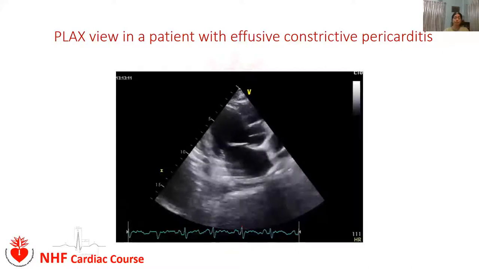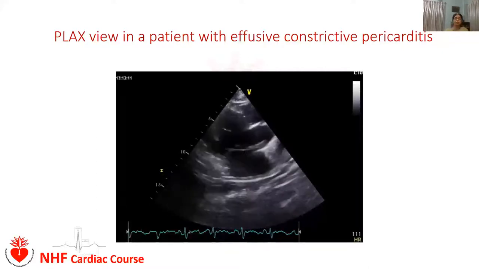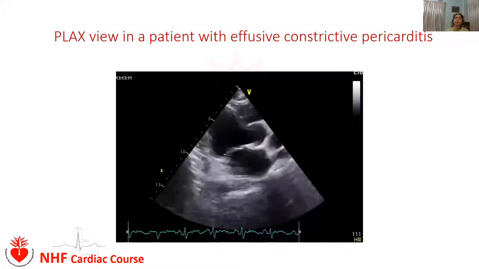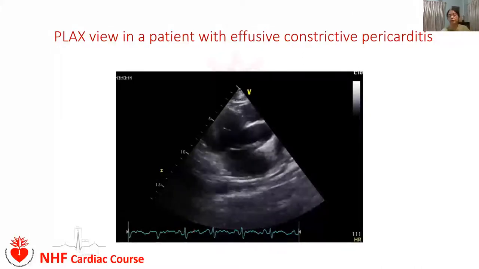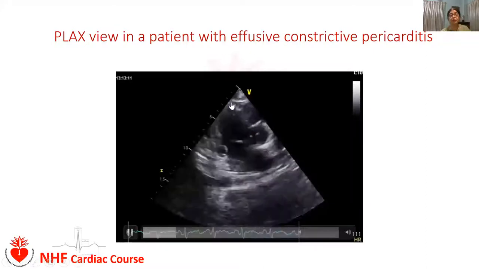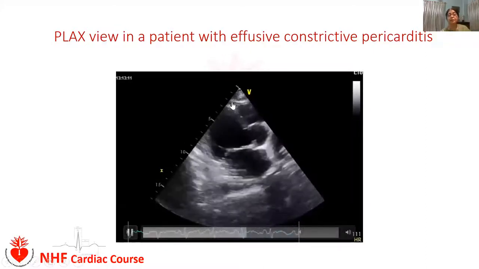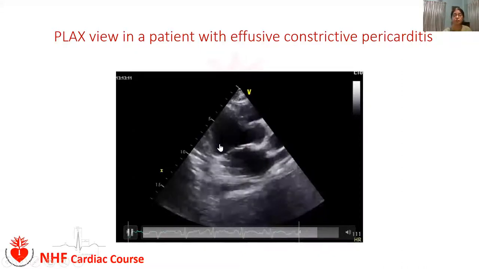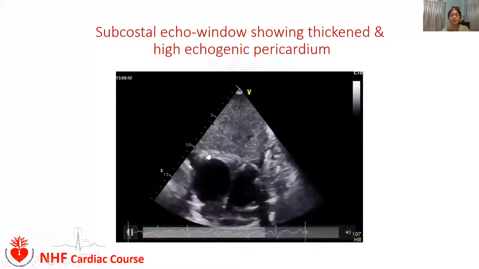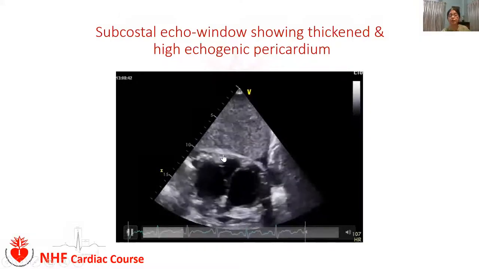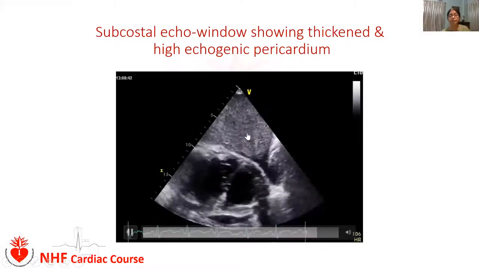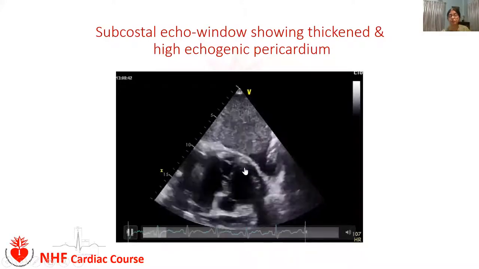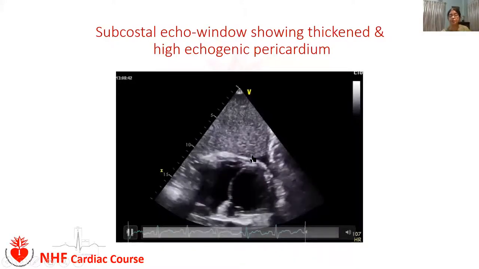Here is a parasternal and apical view in a patient with constrictive pericarditis. Usually in a patient with constrictive pericarditis, the echo windows are poor and unclear. Here we can only suspect that the pericardium is mildly thick and highly echogenic. So we approach subcostally, and here we can see that the thickened and highly echogenic pericardium is on the RV and LV apex, and there is minimal pericardial effusion, as this was a case of effusive constrictive pericarditis.